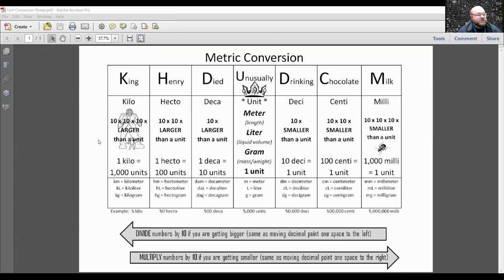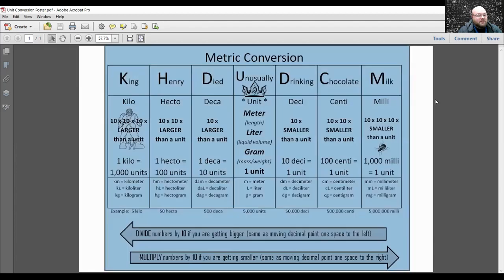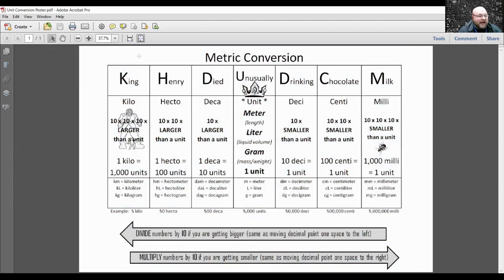So let's look at this poster here. The acronym is King Henry died unusually drinking chocolate milk. Now, I know that's kind of a silly acronym, but it helps you remember the order of these measurements. The prefixes are kilo, hecto, deca, then our base unit, and then deci, centi, milli.